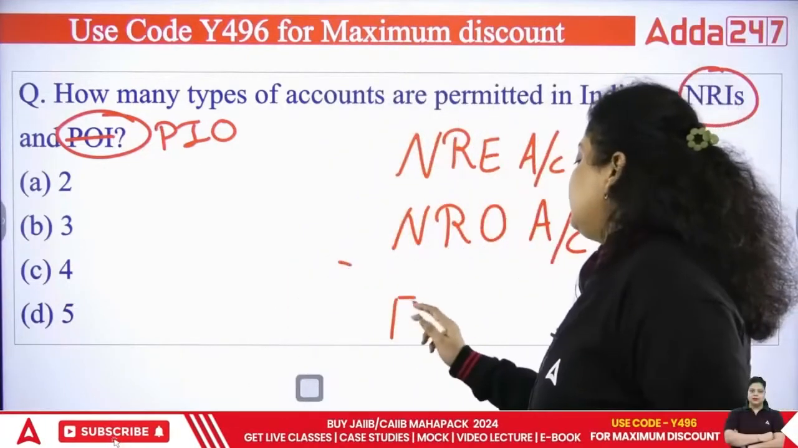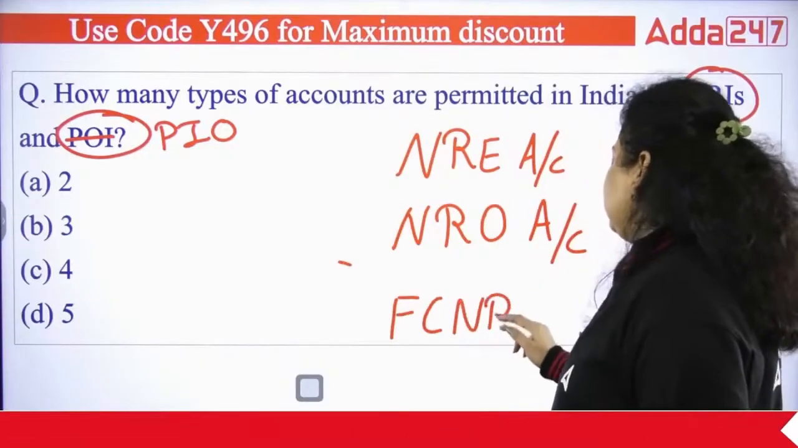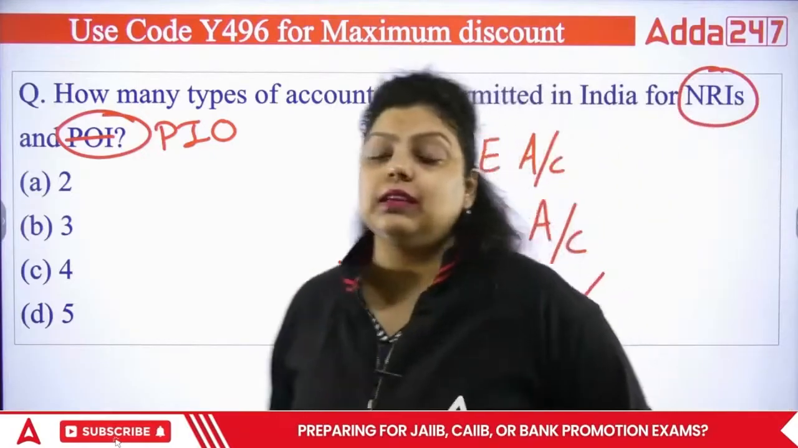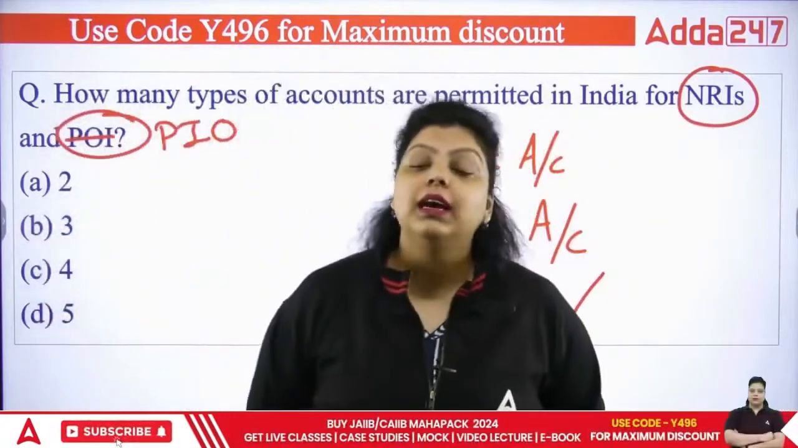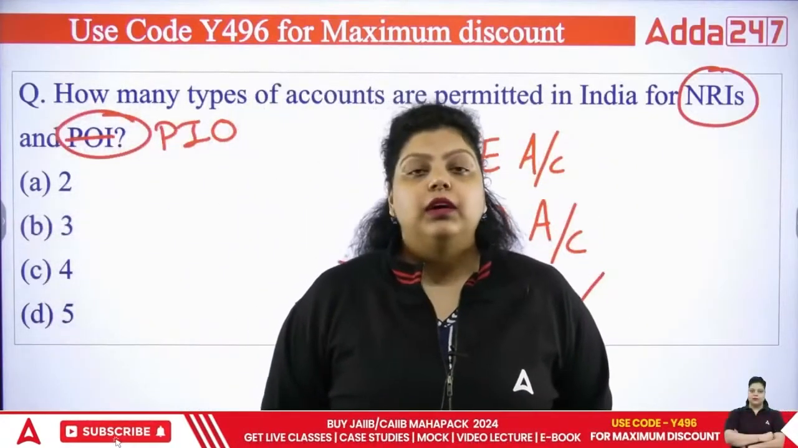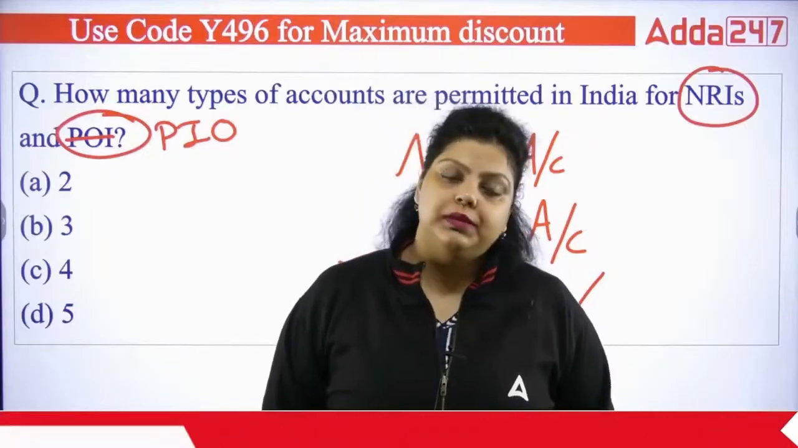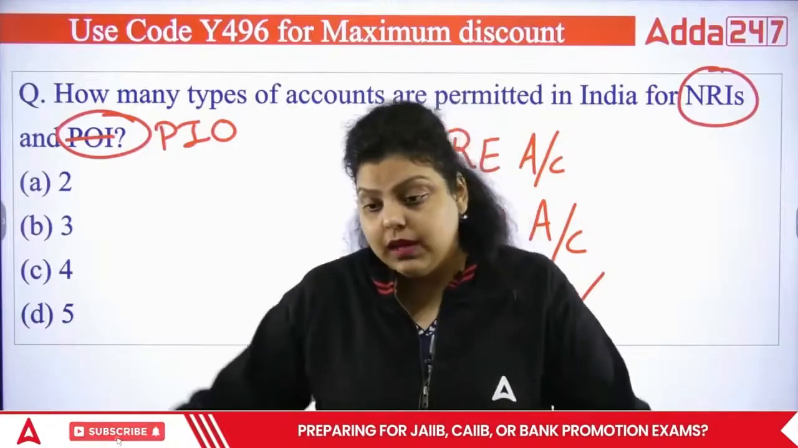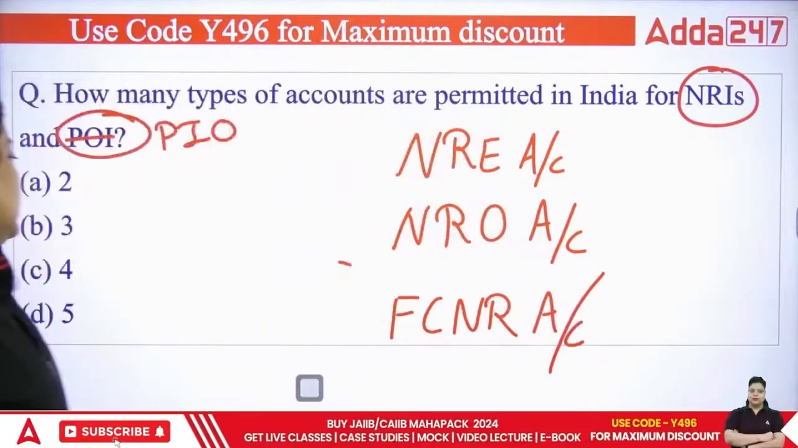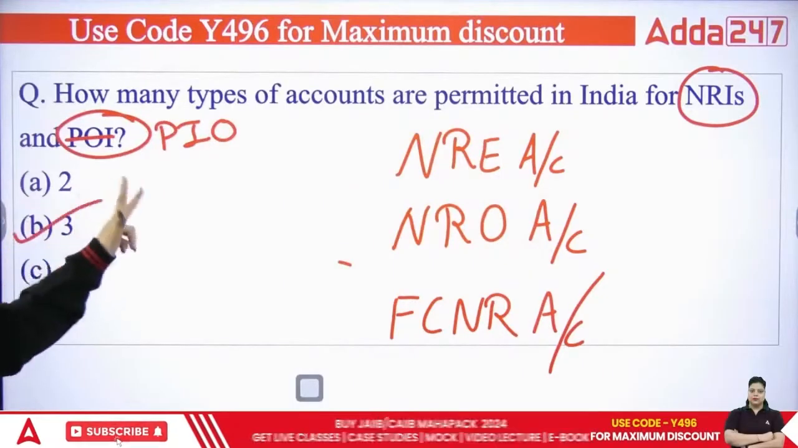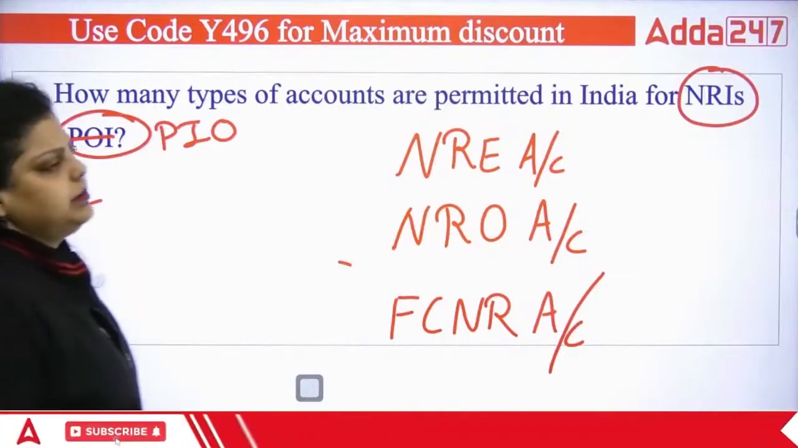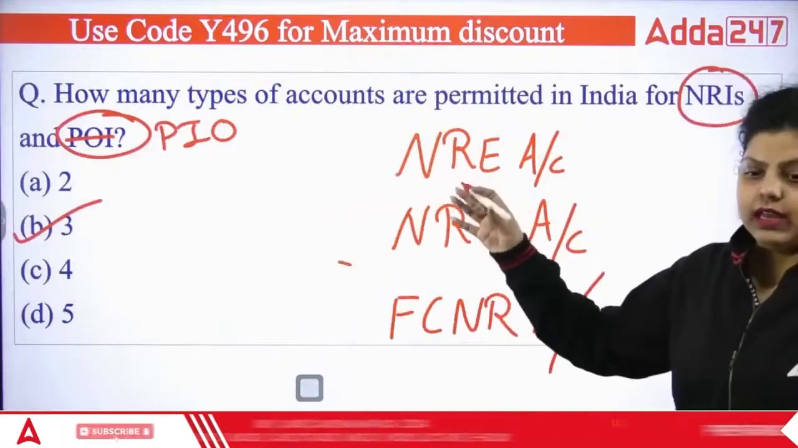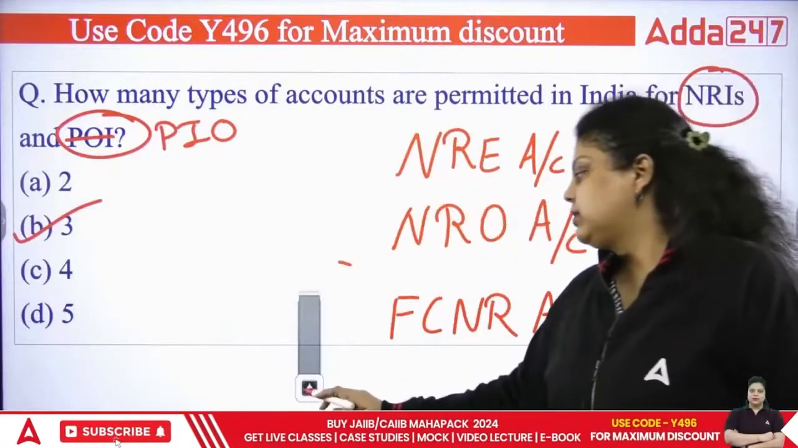And third, we have the FCNR account, the foreign currency non-resident account. This is the account in which foreign currency term deposits can be opened by NRIs and PIOs. The foreign currency term deposit will be made in those currencies which are in demand in the market. Almost all currencies are allowed, but certain currencies which are in demand in the market will get preference here. So these are the three types of accounts: NRE, NRO, FCNR. So your right answer will be option B.